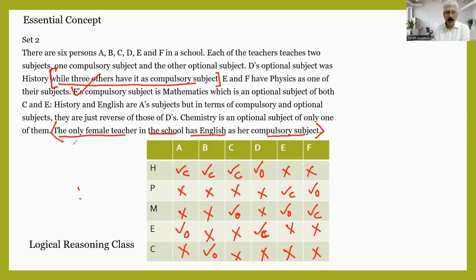So now, the only female teacher in the school has English as a compulsory subject. So English is a compulsory subject of E. So E is going to be the female.